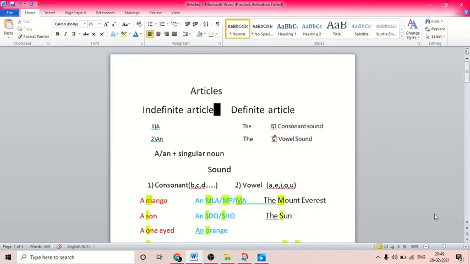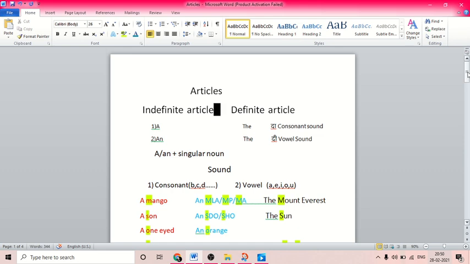Welcome to you all. Today we are going to discuss one of the important topics of English grammar, articles. There are two types of articles, indefinite articles and definite articles. Indefinite articles have two types, a and an. A and an both are used with singular nouns.